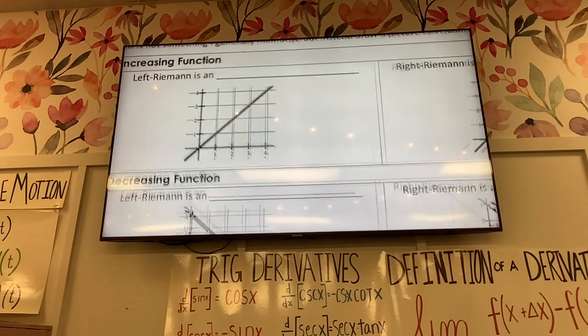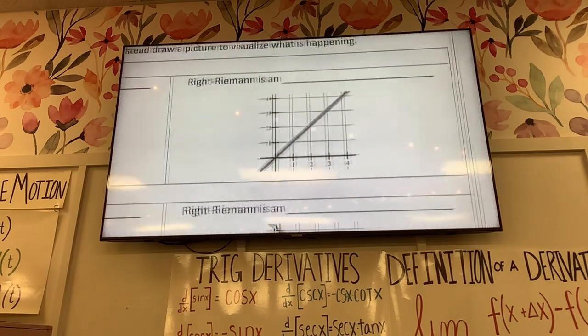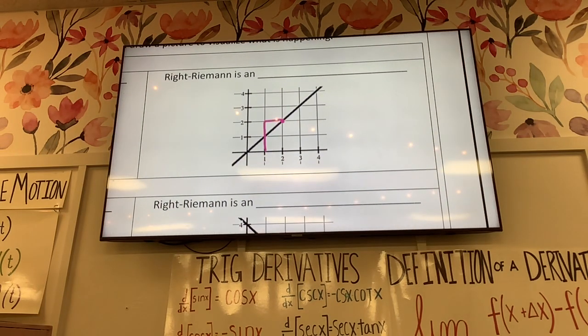So if you are increasing and you have a left Riemann sum, so the left point is determining the height, is that an under or an over? Under. So see, if you sketch it out, it makes it pretty obvious what's happening. If you're increasing and you have a right Riemann sum, so the right point is determining the height, is that under or over? Over.